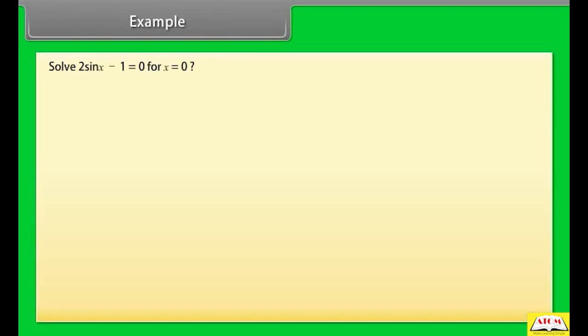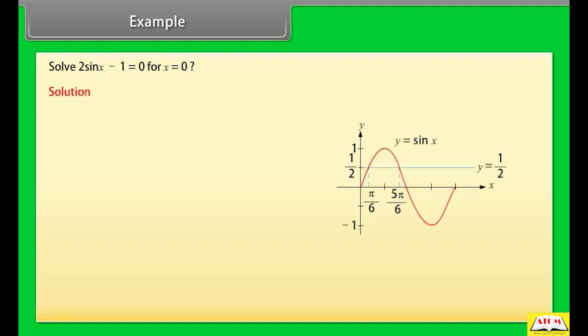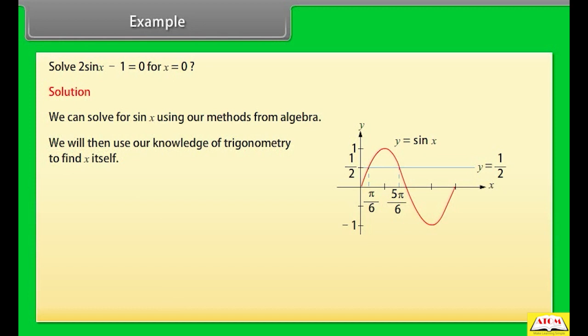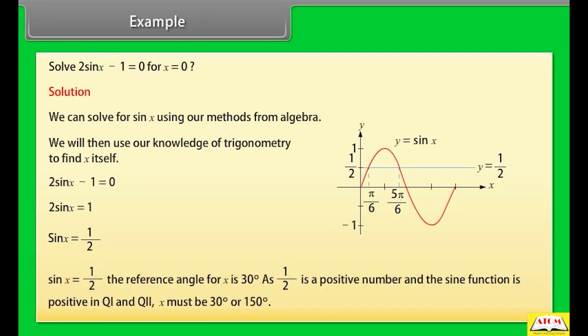Example: solve 2 sin x − 1 = 0. Solution: we can solve for sin x using our methods from algebra. We will then use our knowledge of trigonometry to find x itself. 2 sin x − 1 = 0, 2 sin x = 1, sin x = 1/2. The reference angle for x is 30 degrees, as 1/2 is a positive number and the sine function is positive in quadrant 1 and quadrant 2. x must be 30 or 150 degrees.